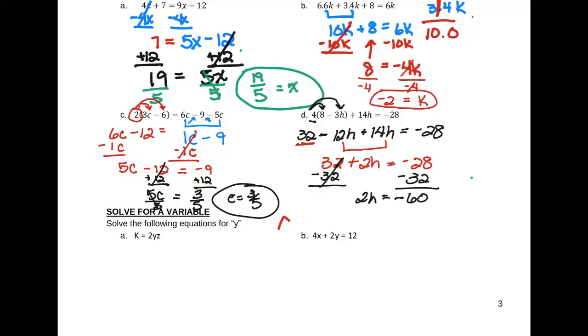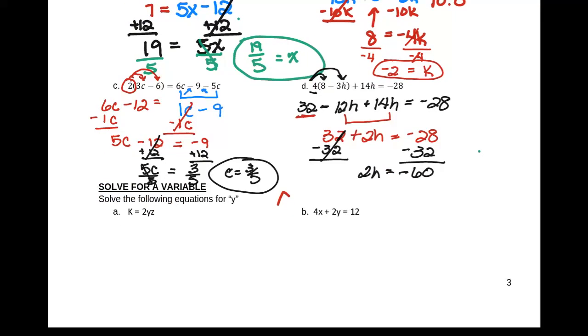Then we need to solve for H. What's my final step? Divide by 2, divide by 2, and H is equal to negative 30. How many had H is equal to negative 30? Good.